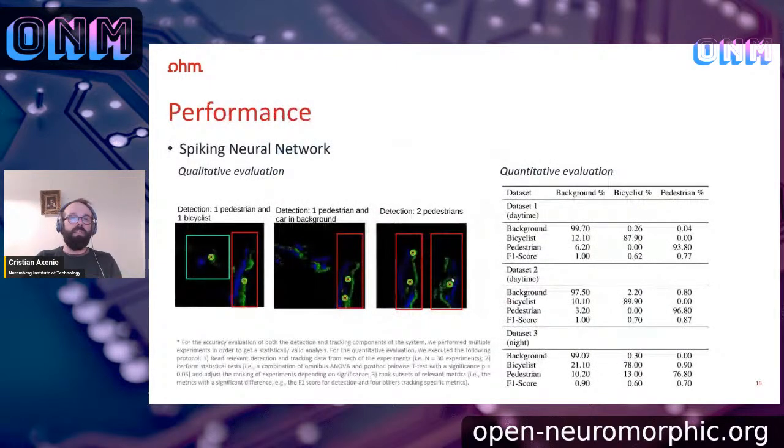Now, if you look a bit at the performance, again, don't expect NIPS-ready performance tables, but we did it pretty nice and systematic. For the qualitative evaluation, you have here a glimpse in detecting pedestrians and bicyclists. This is the detection, the part done by the spiking neural network, whereas in the tracking, we look at expectation maximization. We performed multiple experiments, and we did it a la textbook. We took data, performed a number of experiments, and did some statistical tests so that we have a really nice quantitative evaluation in the table on the right side.